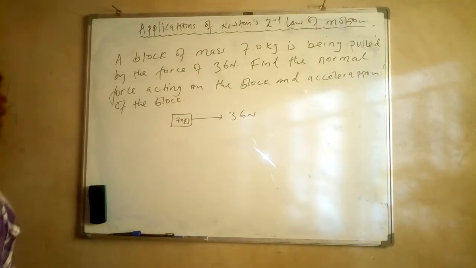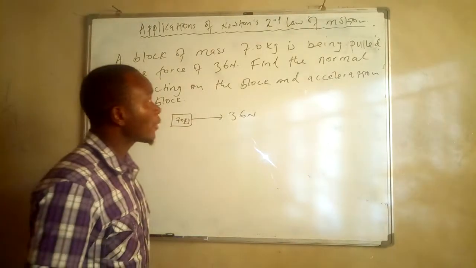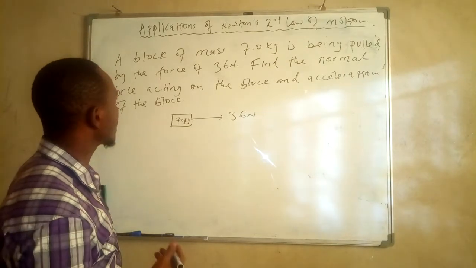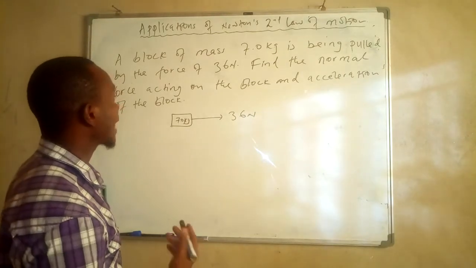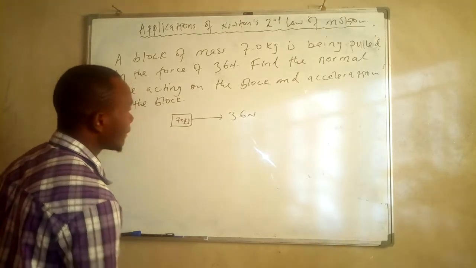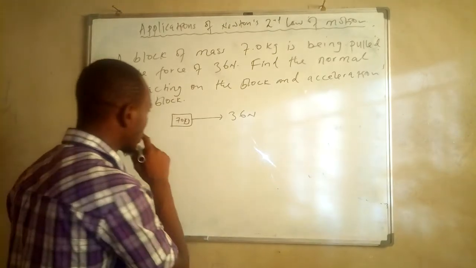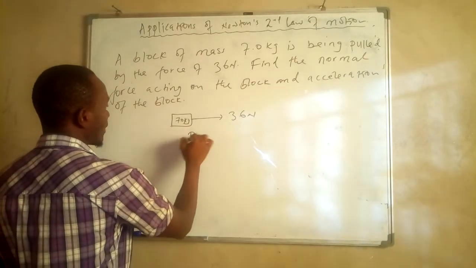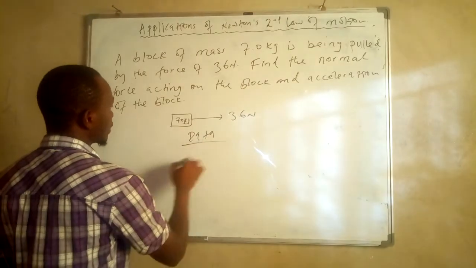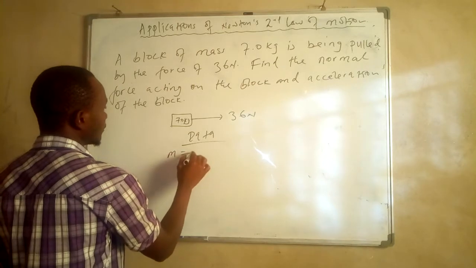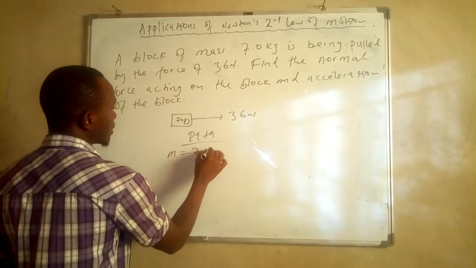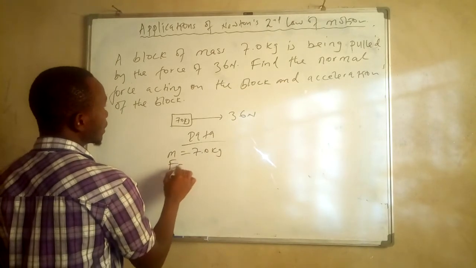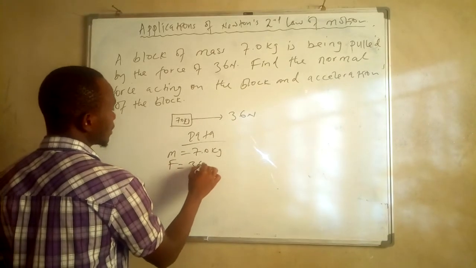Okay, another question says a block of mass 7.0 kg is being pulled by a force of 36 newtons. Find the normal force acting on the block and the acceleration of the block. Before we proceed, we need to come up with a free body diagram, but before that, let us come up with the data. We have the mass of 7.0 kg, and we also have the force, which is 36 newtons.